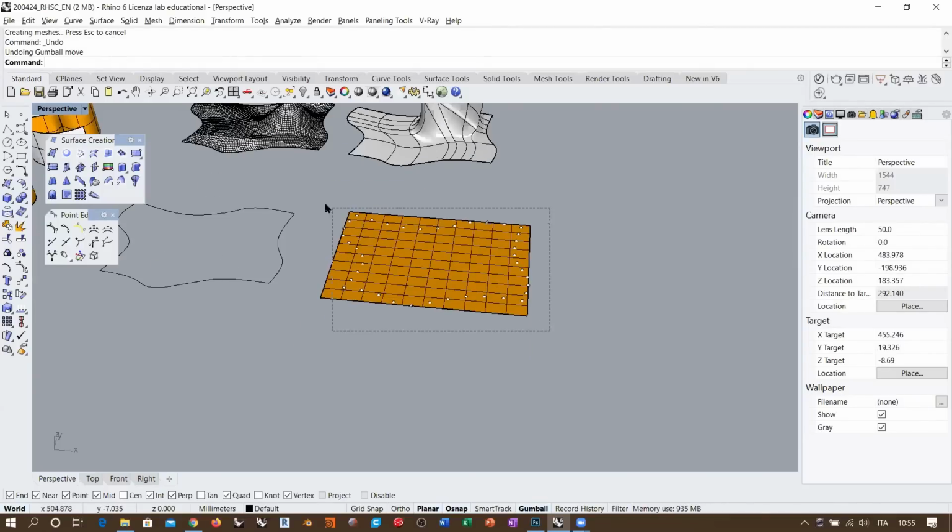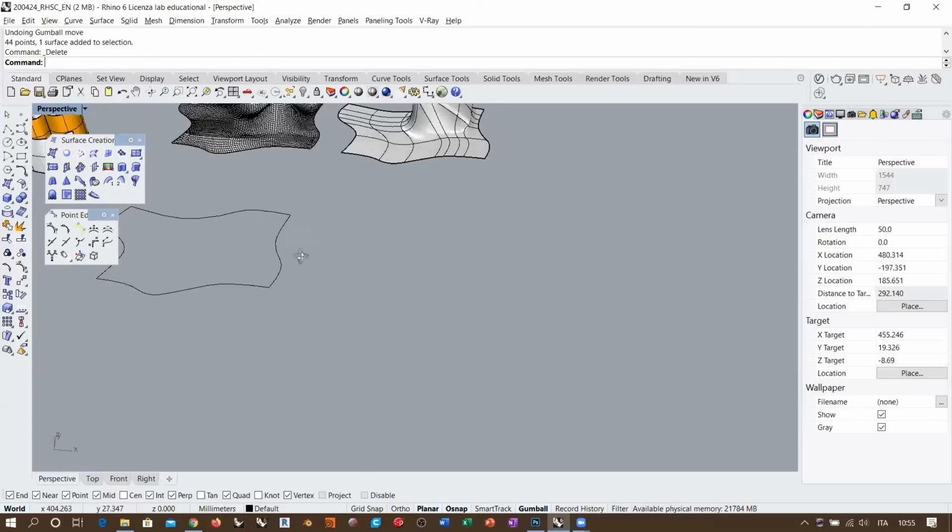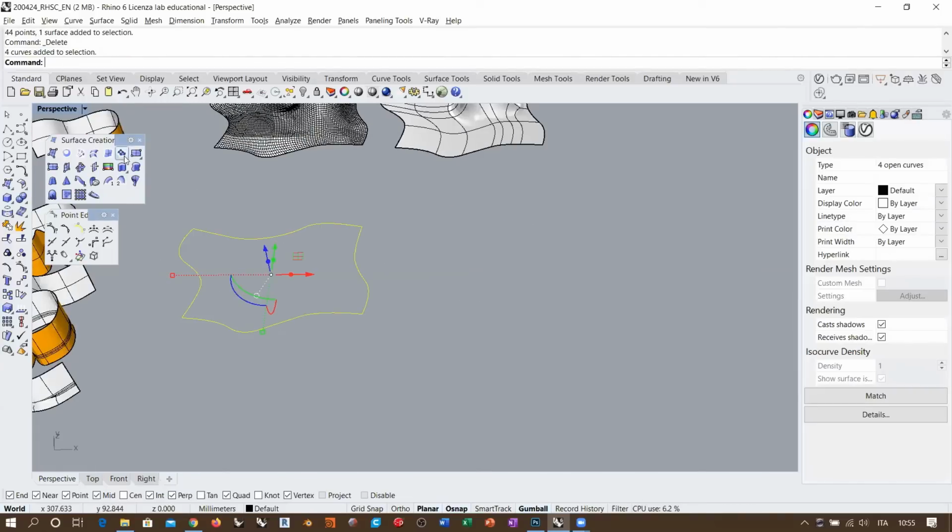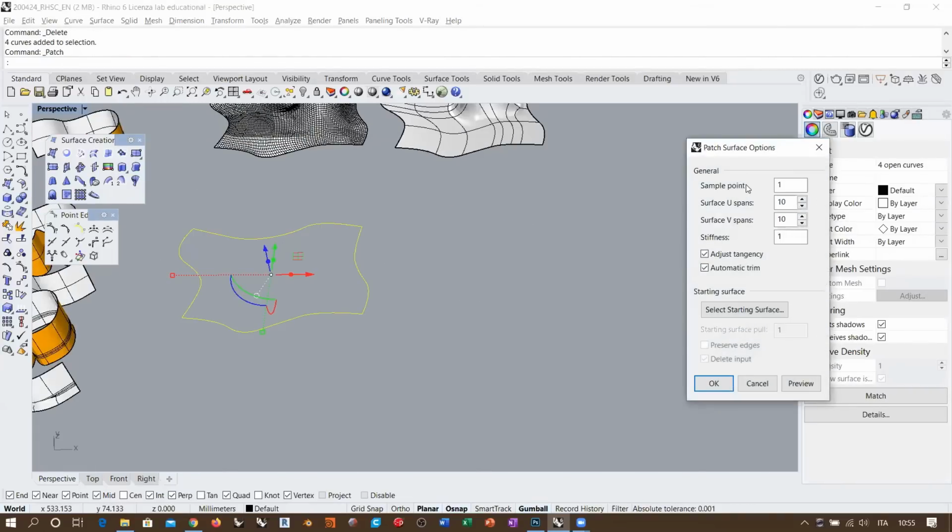So this is what the patch does during the command execution. And that's why when you execute the patch, you will see that you have sample points, which basically determines, let's call it, the resolution of the points generation along the input object. And then there is the surface U spans and V spans, which are exactly the knot spans in the rebuilt fitting plane.